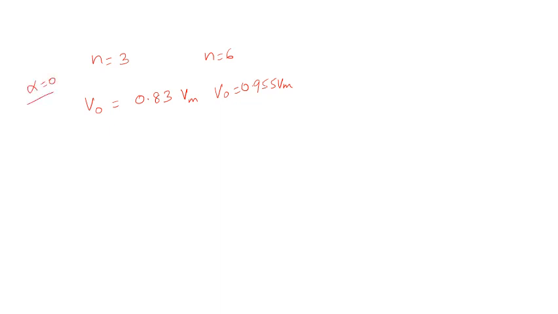Now I'll derive the next formula, that is for when alpha is not equal to 0, then what will be our output voltage. So we have derived in the previous equation Vm upon pi n sine pi by n. This was our generalized formula for alpha equal to 0, right?